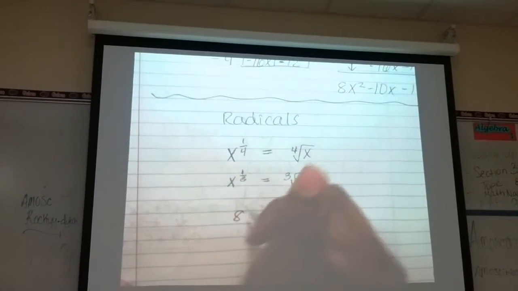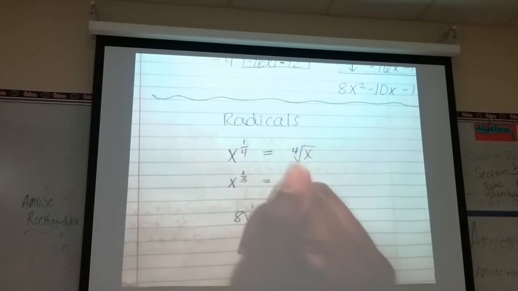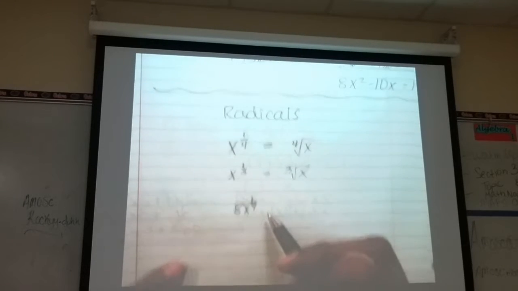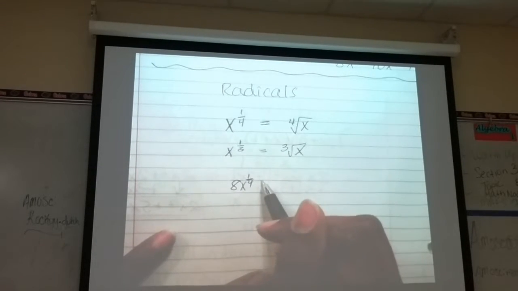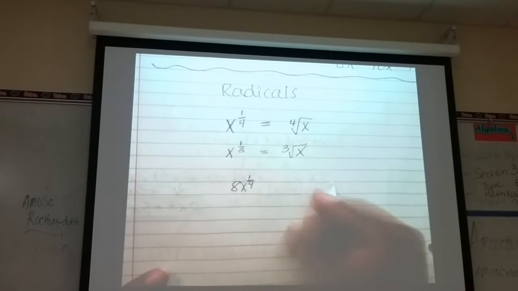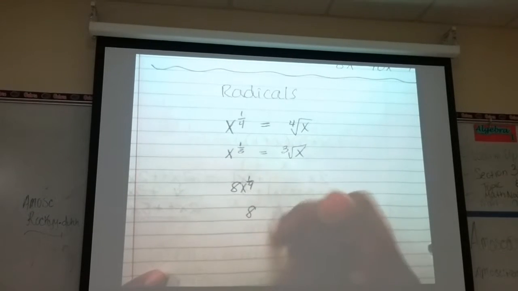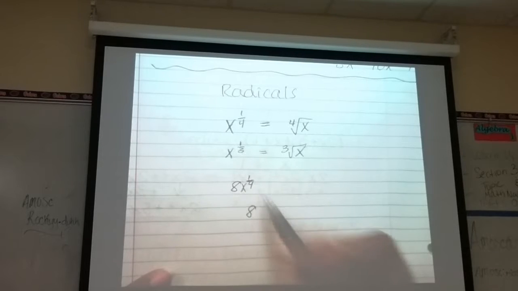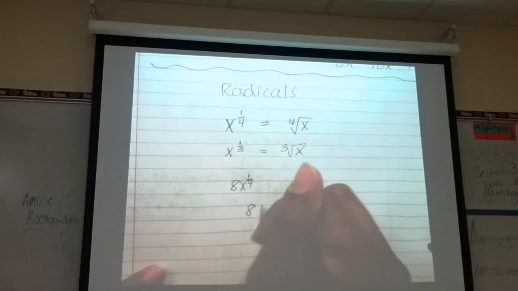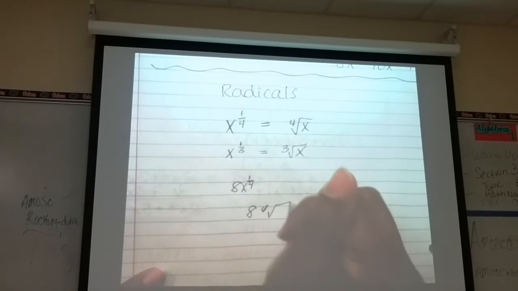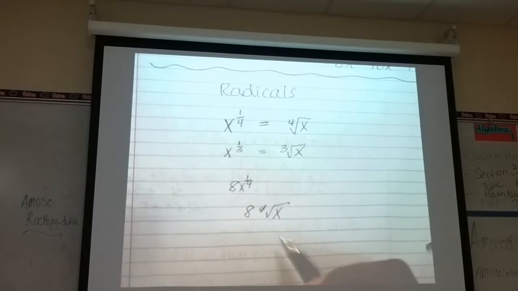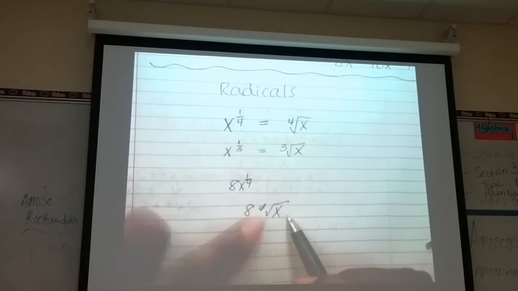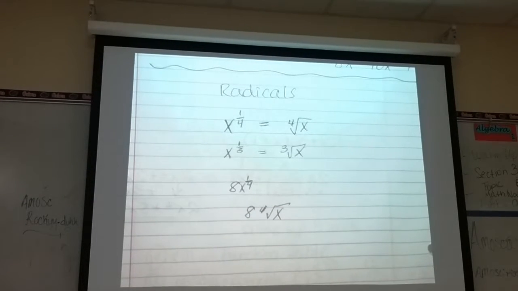Sometimes you may have a number that looks like this: 8x to the 1/4 power. When you make your radical, only the variable that is attached to that exponent goes under the radical, unless it's in parentheses. So this will be 8, and then for x to the 1/4 power, the x, 4 is on the outside of that radical.